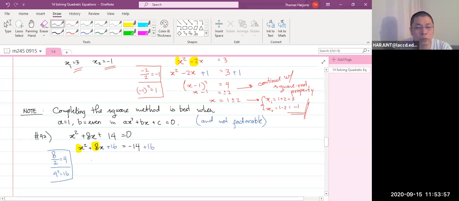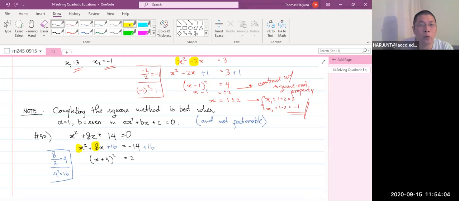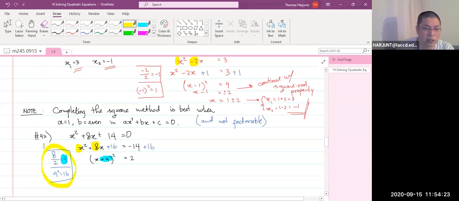Then I continue. On the left-hand side, it will be a perfect square. And the 4 here is actually coming from this. Okay, that's where the 4 is coming from. That's why, if I were you, I would always write this down on the side note, because both of them are usable in the next step.